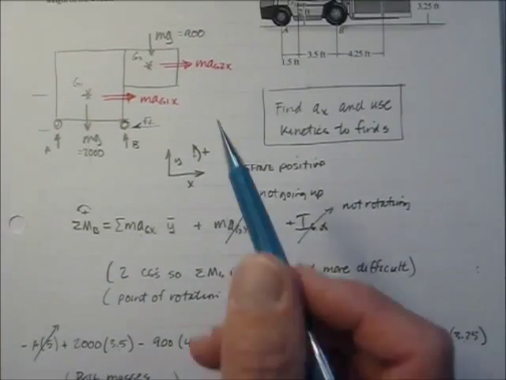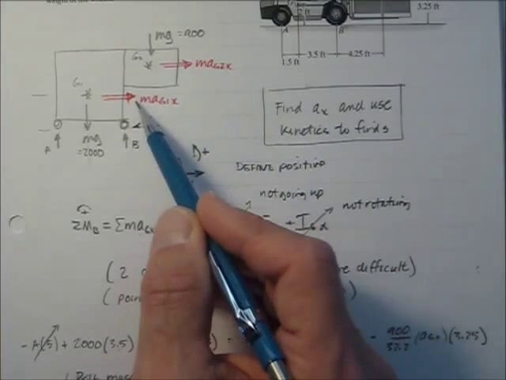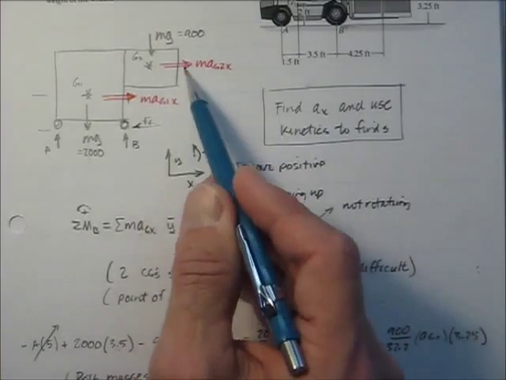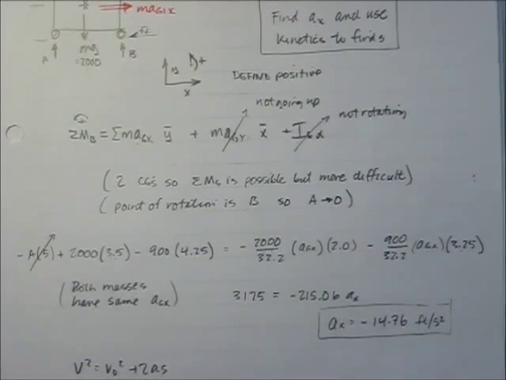I know that if I'm going in this direction, I'm slowing down, so my acceleration is actually going to the left. I defined right as positive in the beginning, so I would expect a negative number if I did all my math right, and indeed I did.